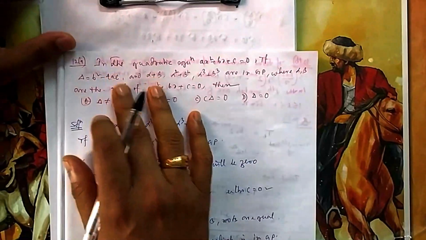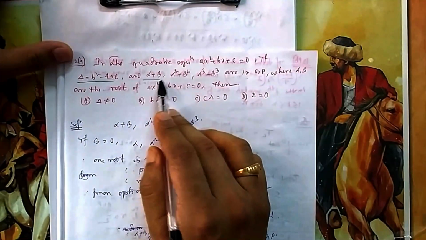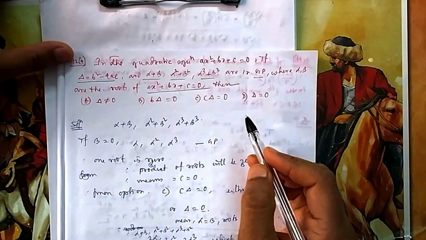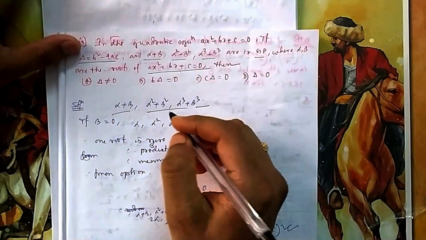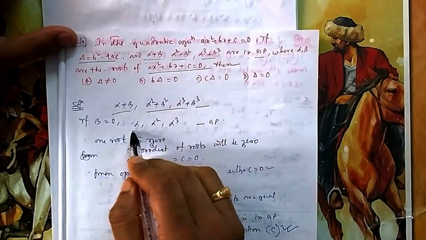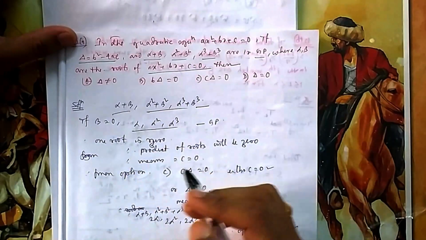Now if you come to 12a, the quadratic equation: if delta is equal to this one, alpha plus beta, alpha square beta, they are in GP, where alpha and beta are the roots of this. So one thing you can try is one easy formula, one easy trick: if B is 0, then you can see it is already in GP. That means if beta is 0, it means only one root it is having.